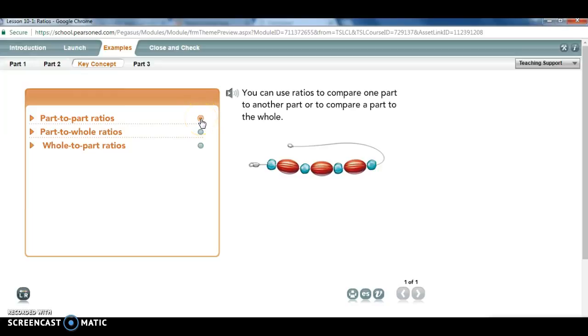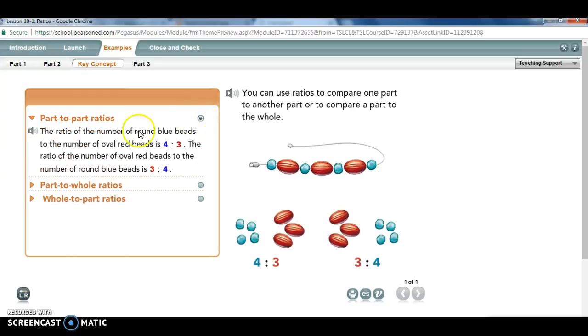First up, we have part-to-part ratios. The ratio of the number of round blue beads to the number of oval red beads is 4 to 3. The ratio of the number of oval red beads to the number of round blue beads is 3 to 4. So these are the ratios that we've been talking about in part 1 and part 2. It's a part-to-part ratio. Another example would be how many boys in the class to how many girls are in the class. We also have part-to-whole ratios.